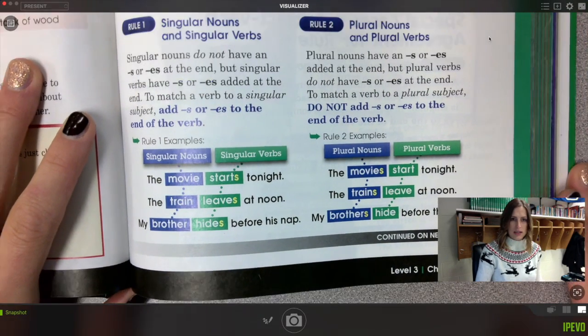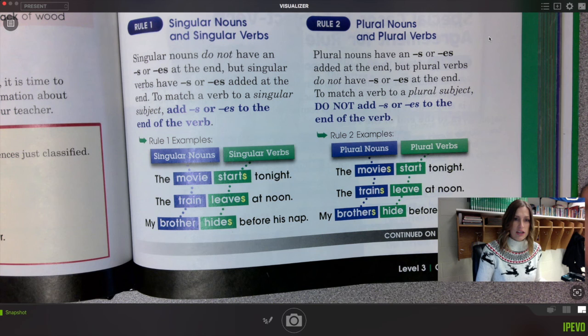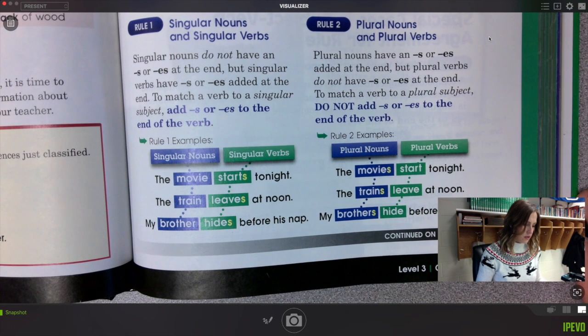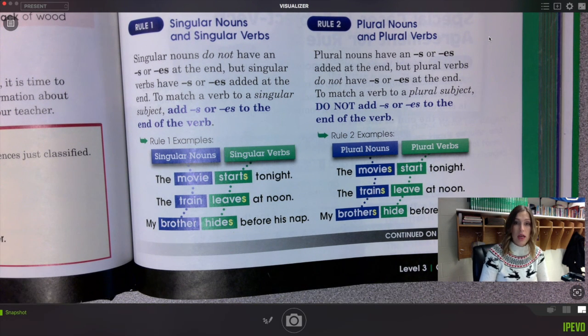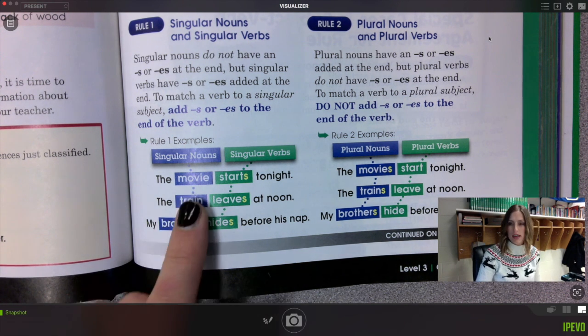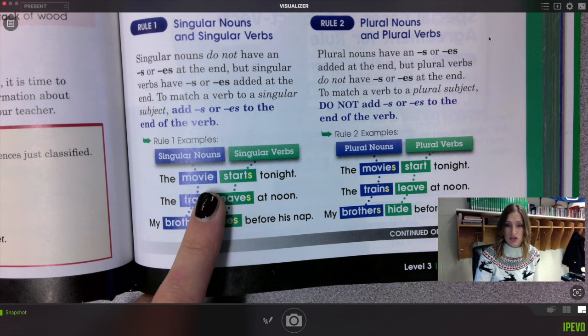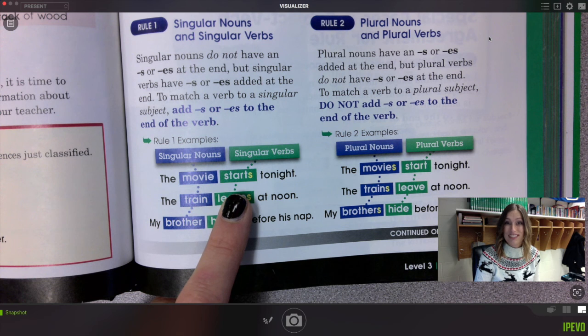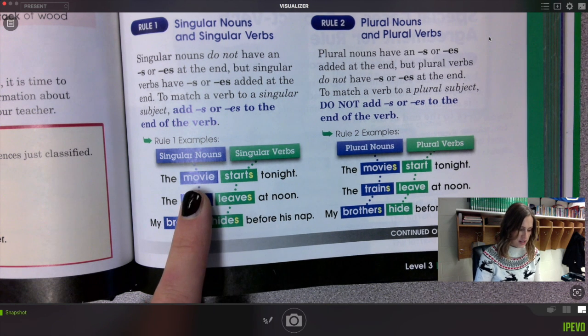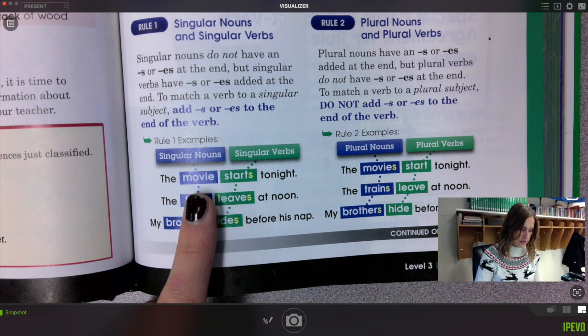Singular nouns and singular verbs. Singular nouns do not have an S or ES at the end, right? It's just one. But singular verbs do have an S or an ES at the end. So for example, look here. Movie starts, right? Movie singular, no S, but starts, the singular verb, does have an S. Okay, so singular noun with singular verb: S and then no S.